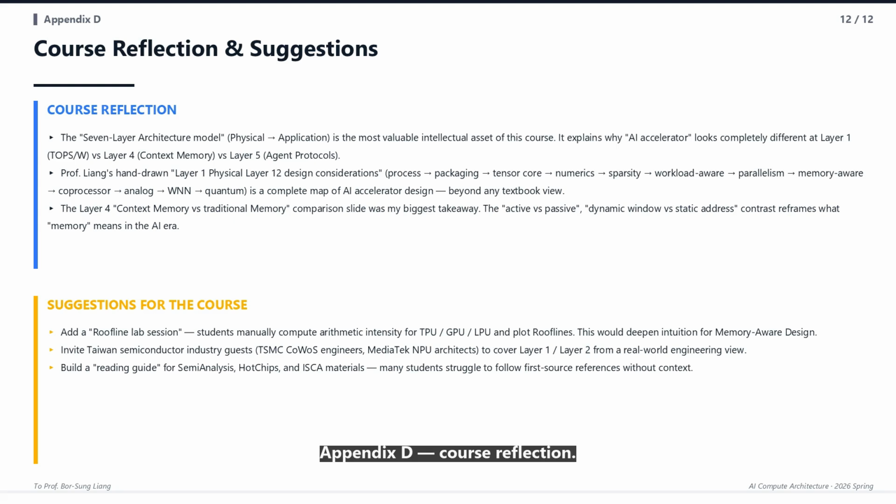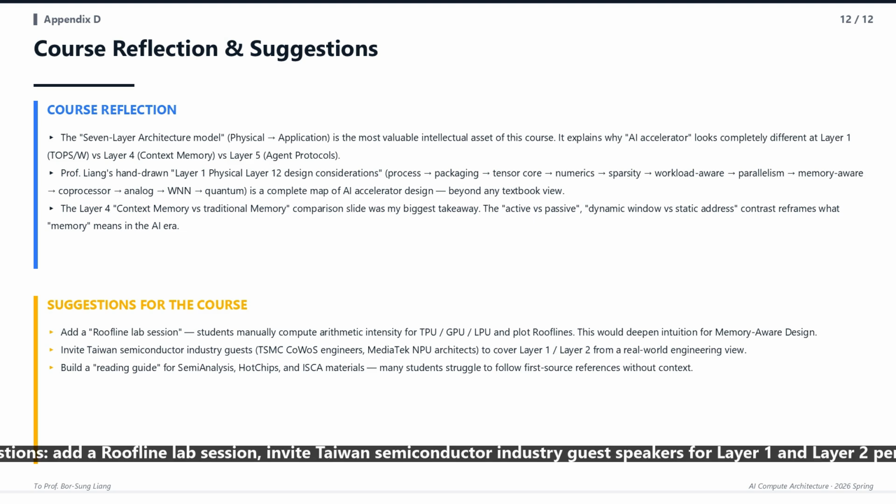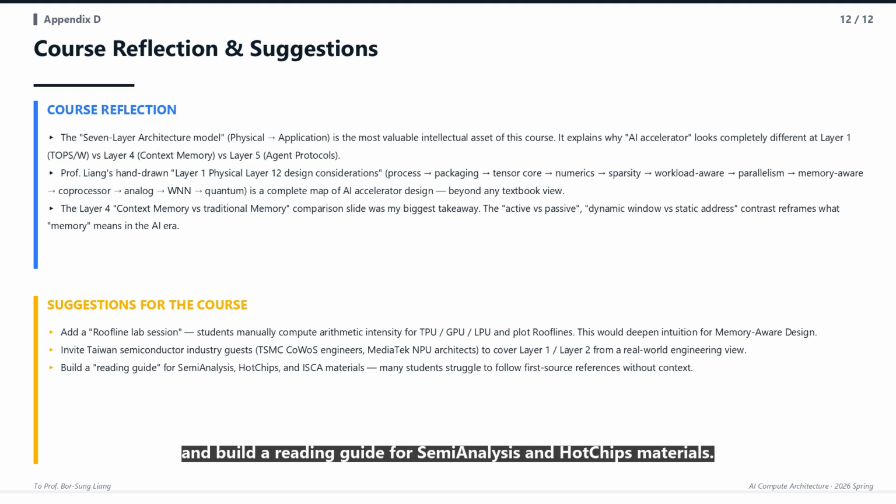Appendix, course reflection. The 7-layer architecture model is the most valuable intellectual asset of this course. Layer 1's 12-point design checklist is essentially a complete map of AI accelerator design. My suggestions: add a roofline lab session, invite Taiwan's semiconductor industry guest speakers for Layer 1 and Layer 2 perspectives, and build a reading guide for SemiAnalysis and Hot Chips materials.